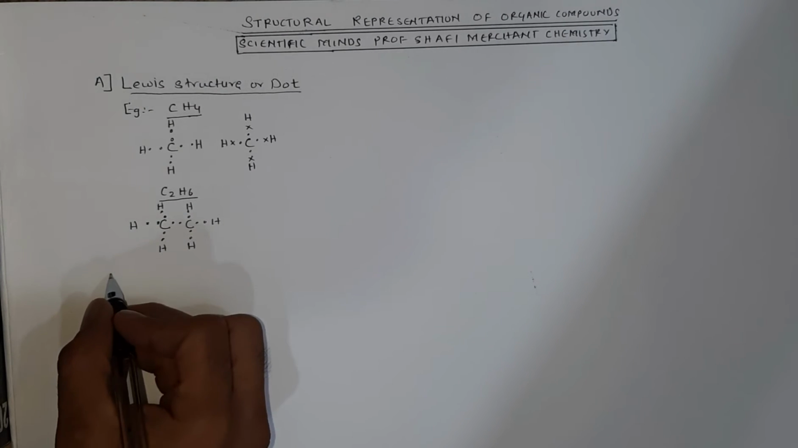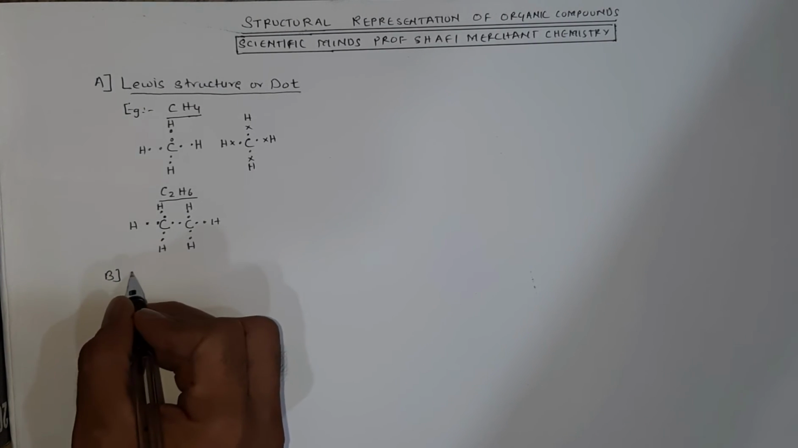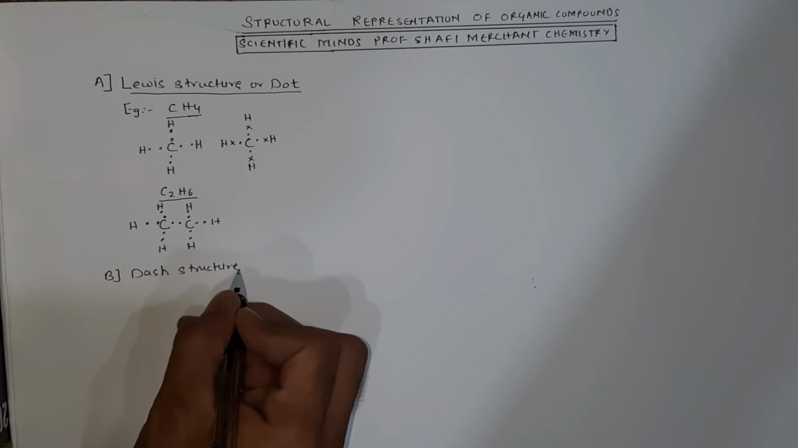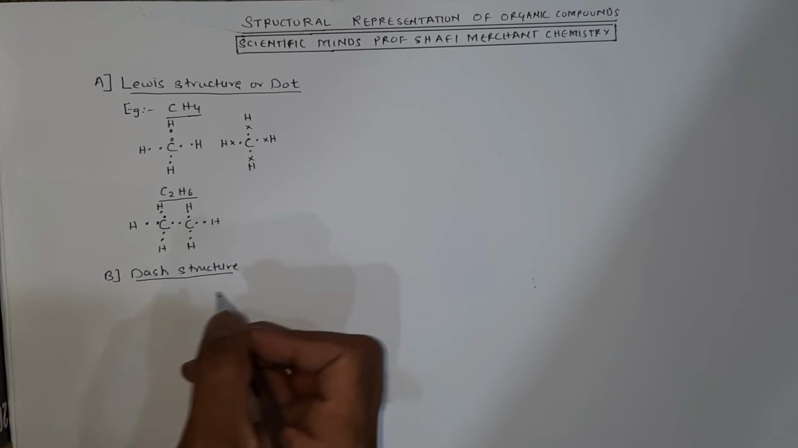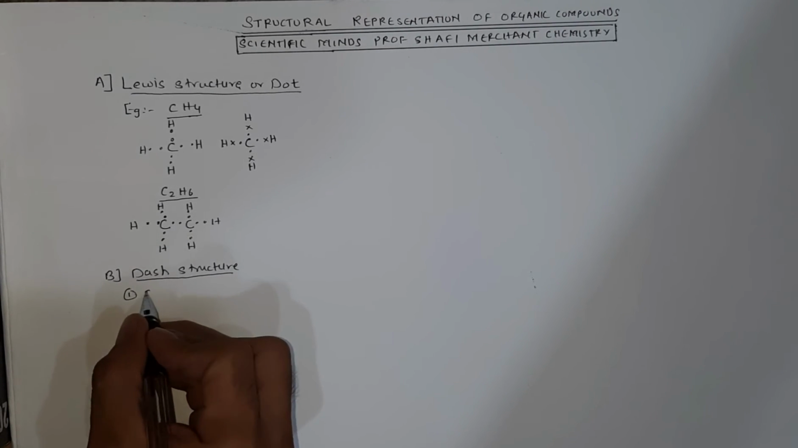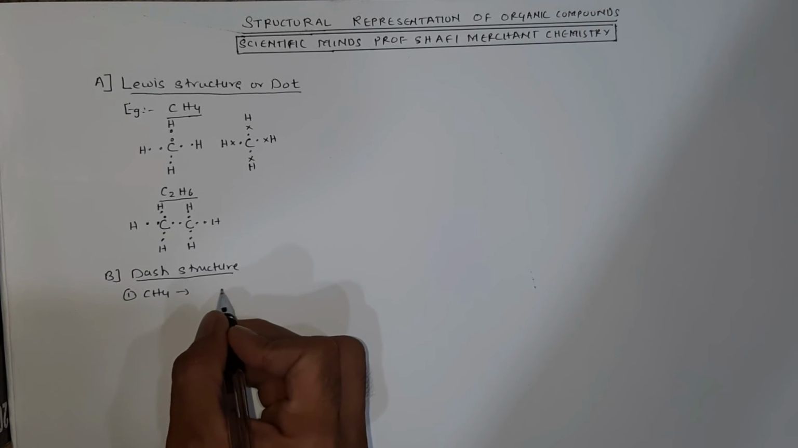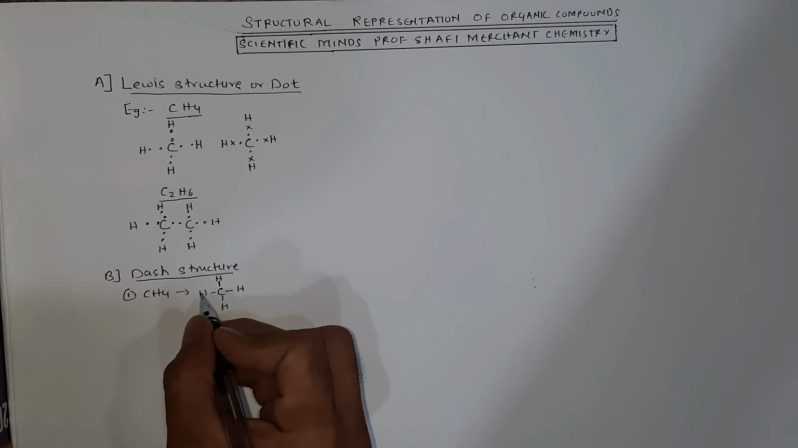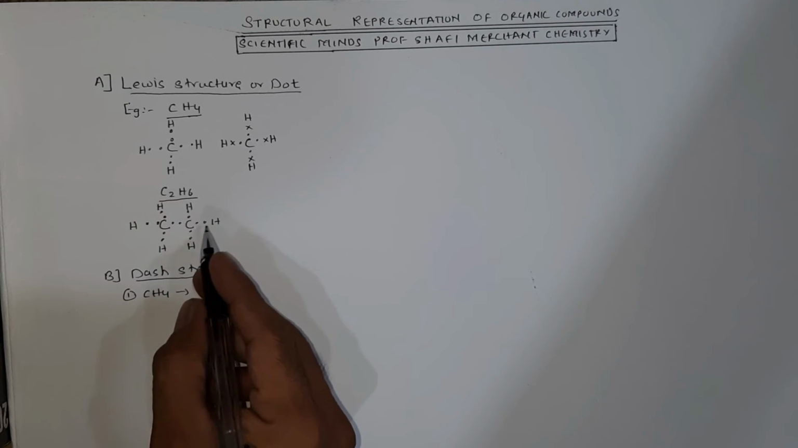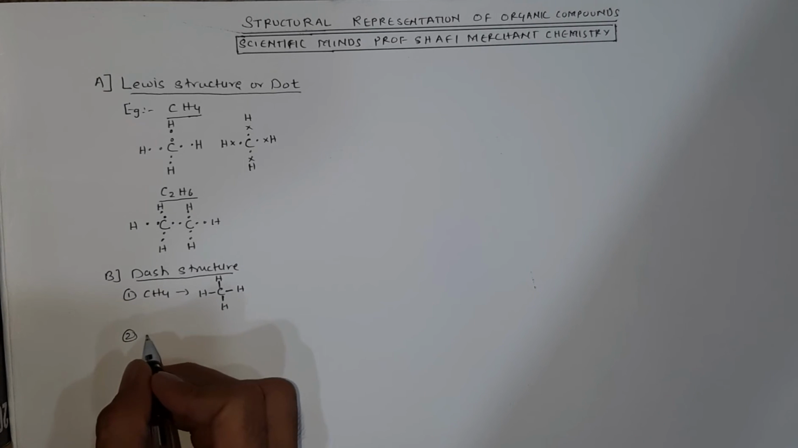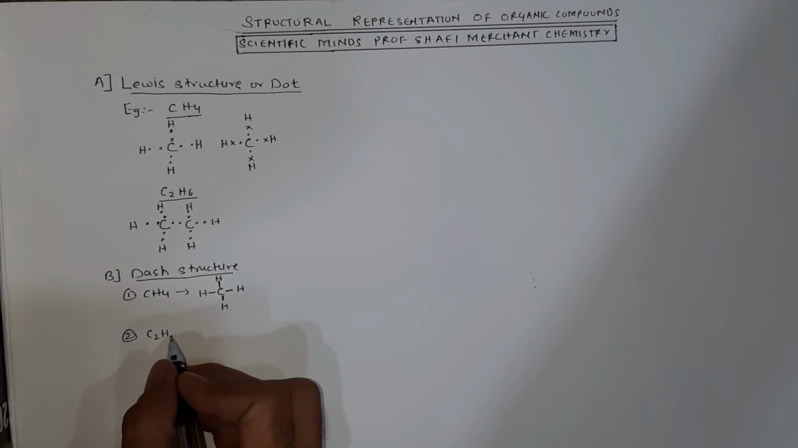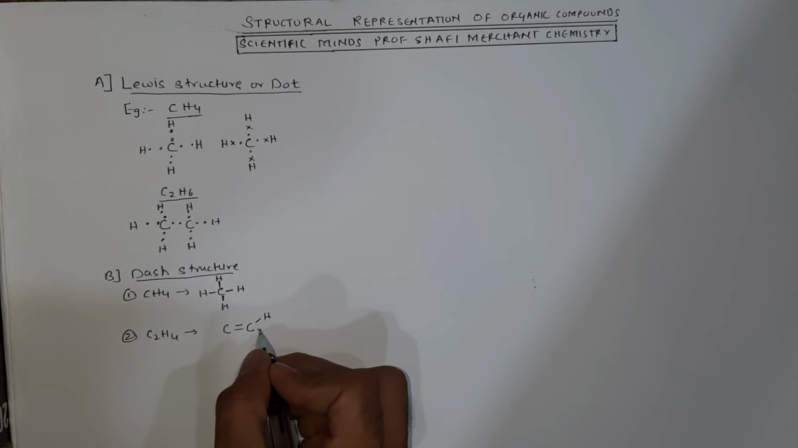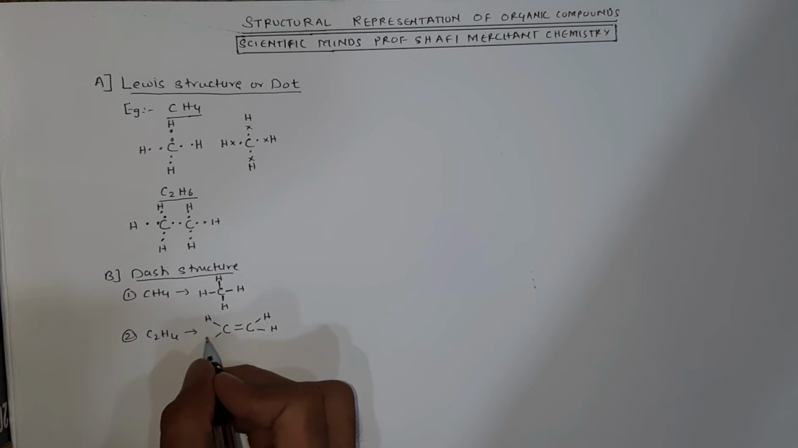The second structure is the dash structure. Each and every bond is represented by a single dash. For example, methane is represented as C, bond H, again a bond H, H and H. Now this is a dash structure. The dash represents the covalent bond. Suppose we write down ethene, C2H4. So ethene is C, double bond C, attached to H, H, H and H.